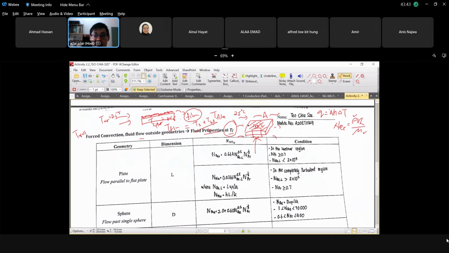Okay, so in this case, what is the TF? What is the TF for this case? 62.5 degrees Celsius. Yes, 100 plus 25 divided by 2. So 62.5 degrees Celsius. Okay, so I hope you got it.